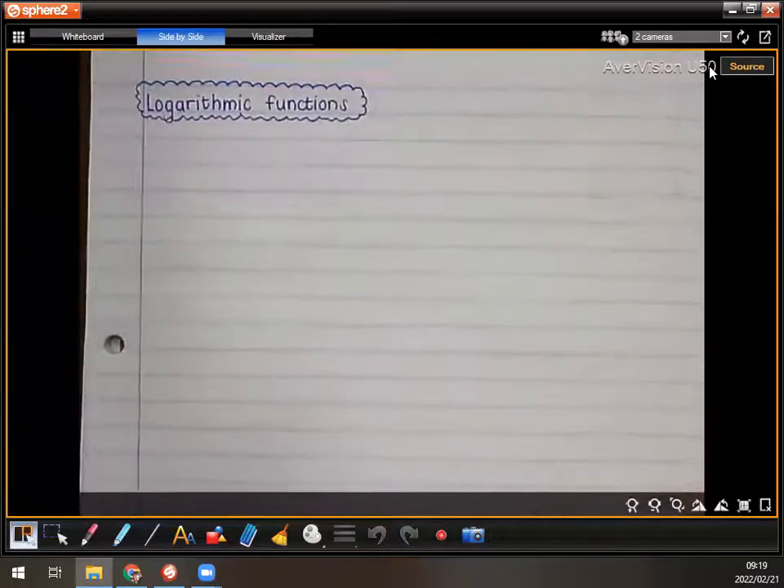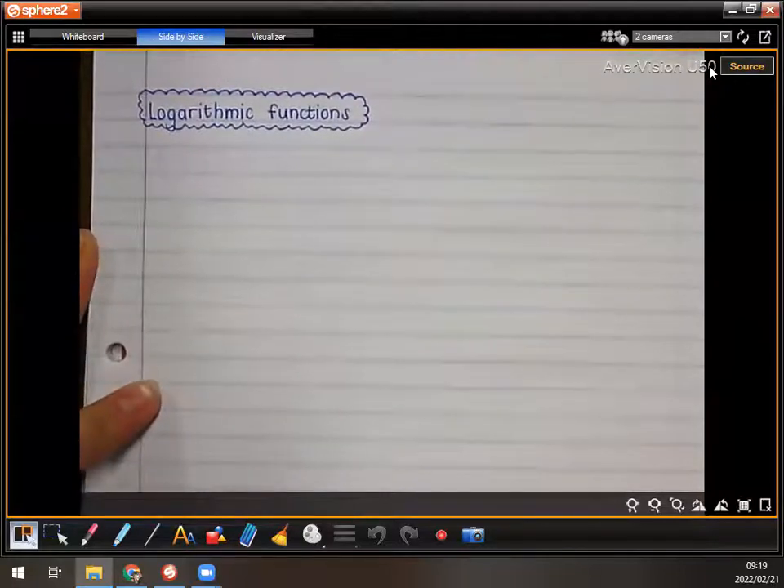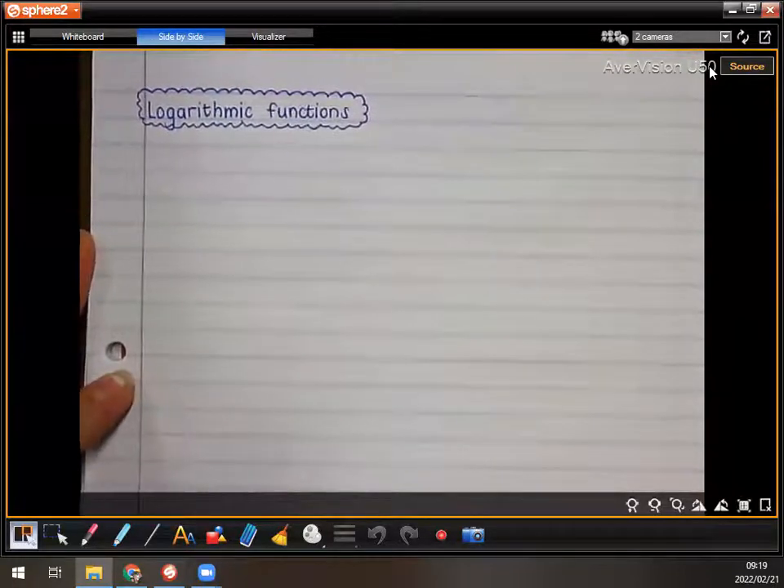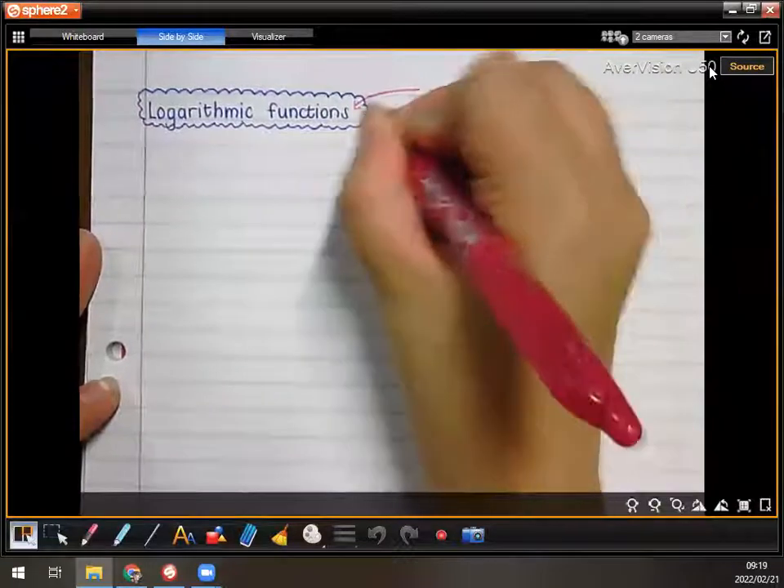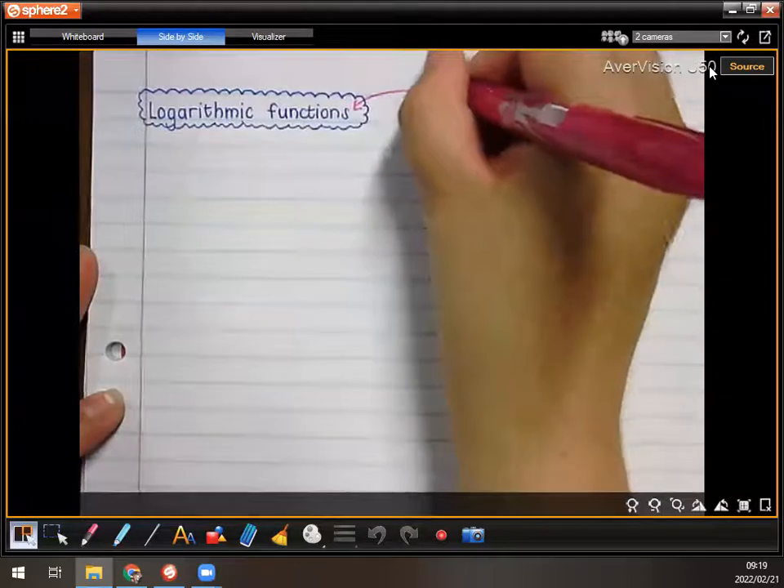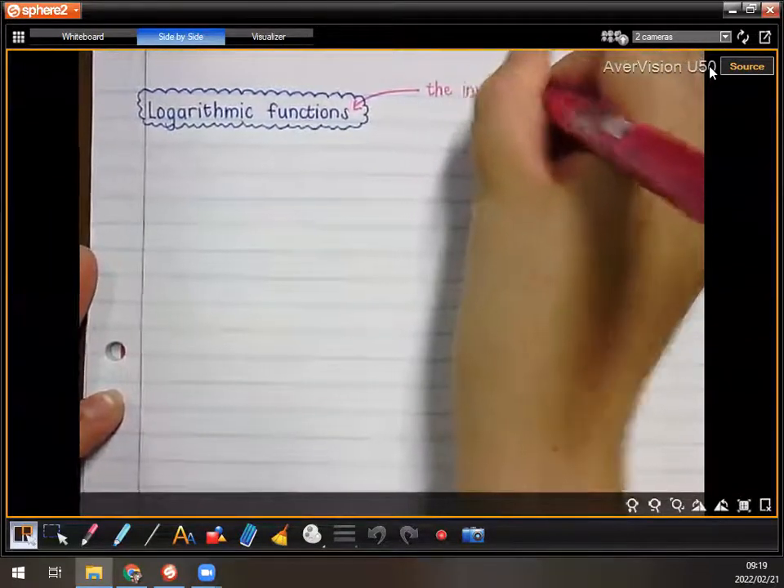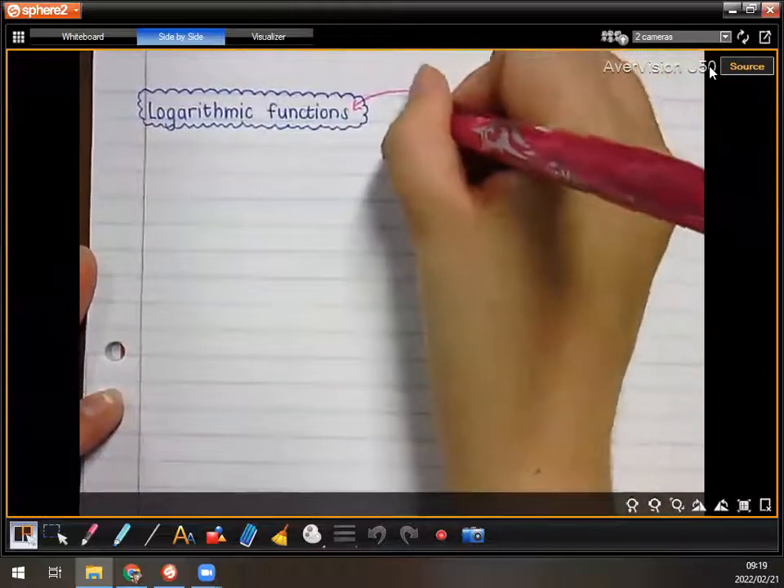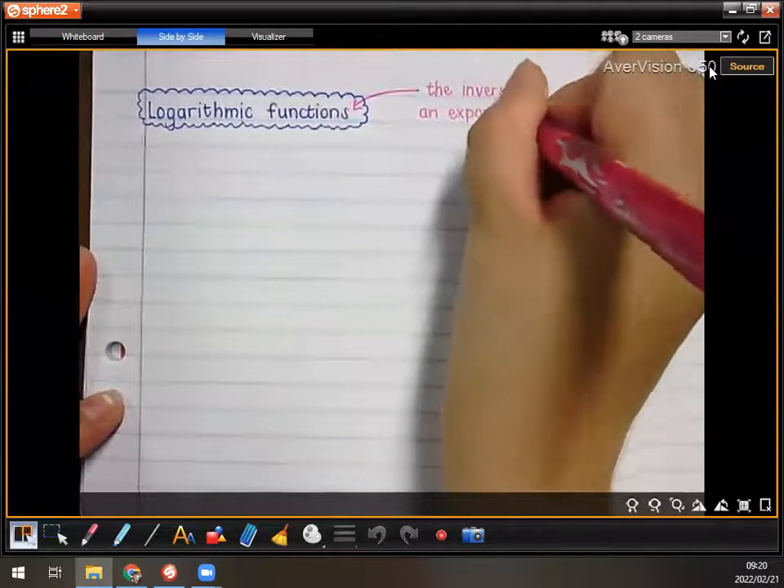Okay, please write this heading. We are going to discuss now how to go from log form to exponential form and vice versa. So logarithmic function. Now guys, the log function, we've discussed the log function before. A log function is the inverse of an exponential function. All right, you can remember that off by heart. The inverse of an exponential function or exponential graph will always be a log function or log graph.